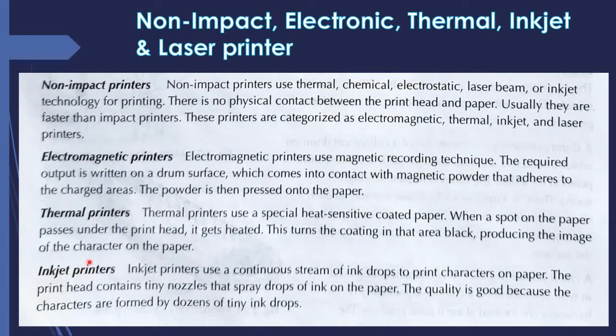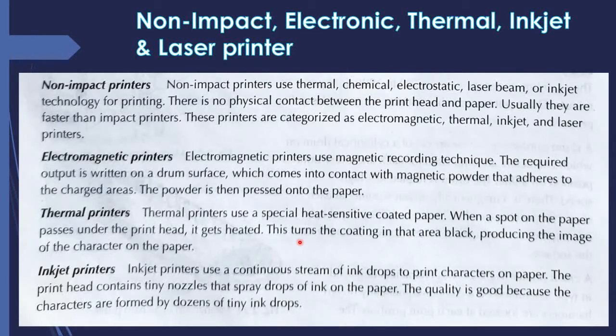Next are thermal printers. Thermal printers use a special heat sensitive coated paper. When a spot on the paper passes under the print head, it gets heated. This turns the coating in that area black, producing the image or character on the paper. So the coated paper will become heated when the print head strikes there, and that area will turn black, producing the image of the character.